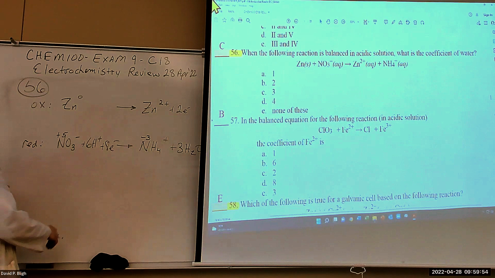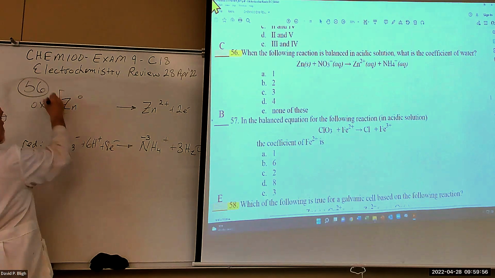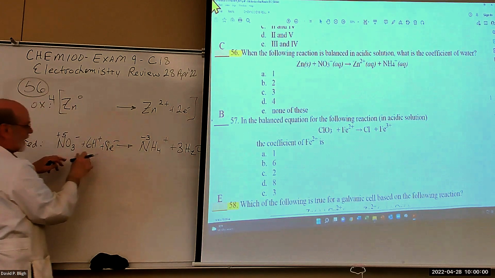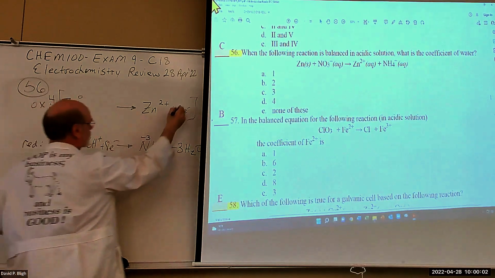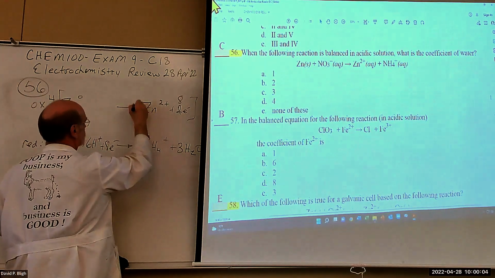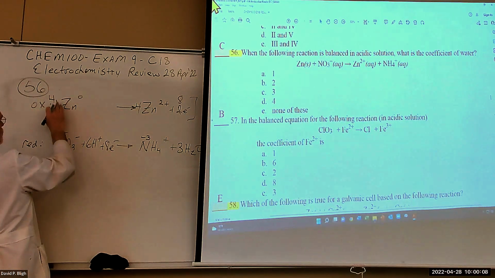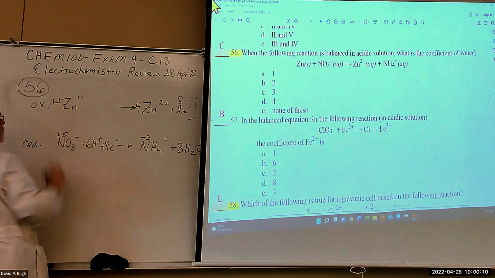Now we just need to reconcile. This one needs to be multiplied by 4 to give us 8 electrons over there. So that's going to be 8 here, 4 there, and 4 there.